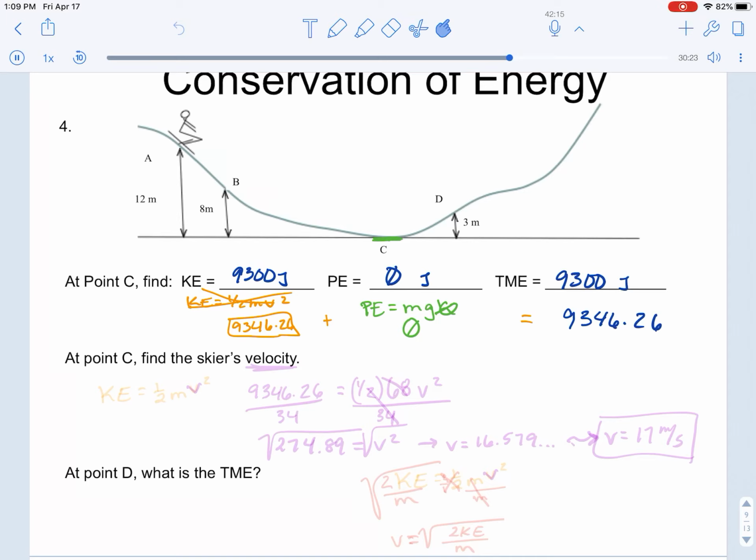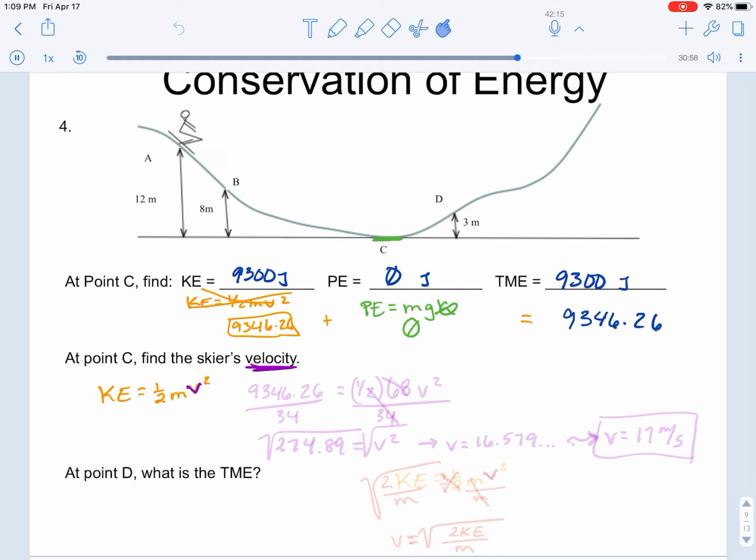Okay, so now it's asking a new question. The new question is, what is the skier's velocity? So now they are asking me to solve for v. Hopefully by now we've got the point across. I've tried to be very thorough in my explanations. That velocity is going to come from my kinetic energy. So KE equals 1/2 mv squared is what we are going to use, and we are going to plug in all the numbers we know so that we can solve for that velocity.